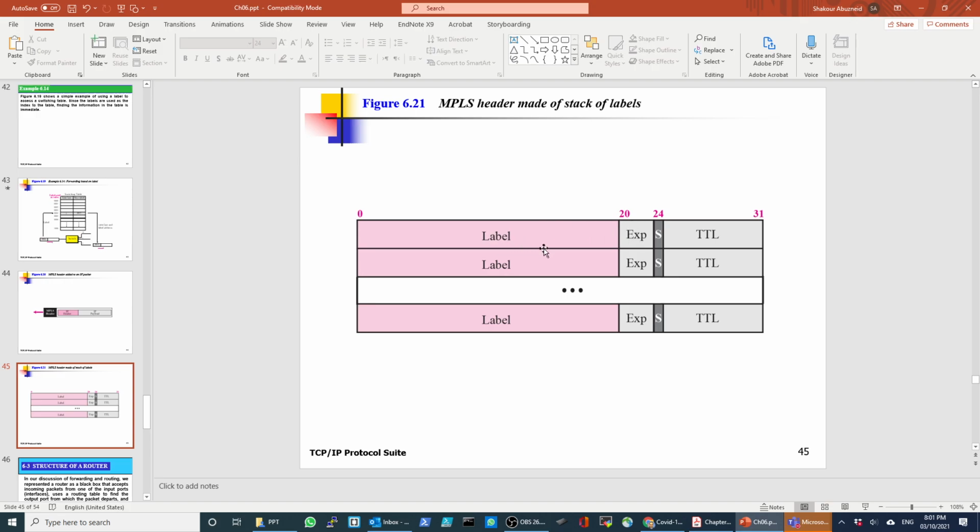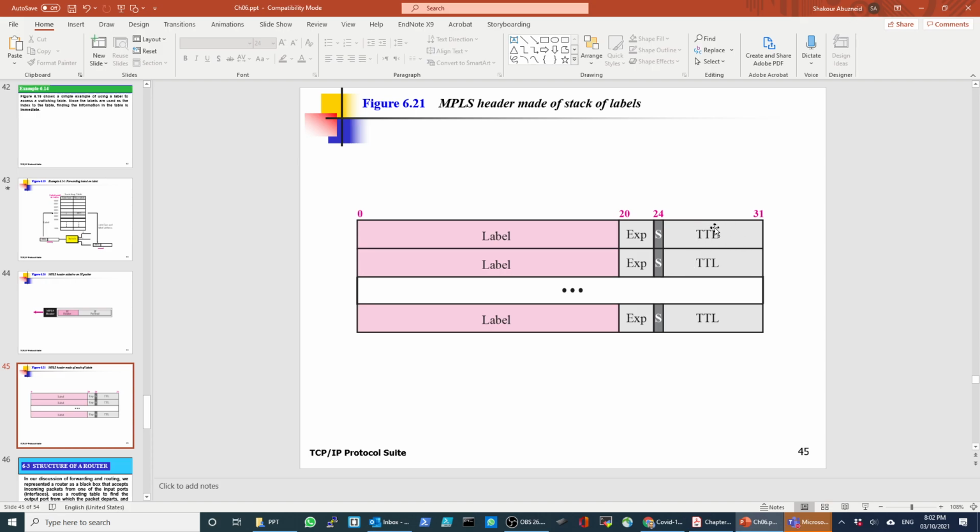All right, so we have the label, and then the S, which is only 1 bit and defines the situation of the header in the stack. When the value is 1, that means the header is the last one in the stack. So for the last one, S will be 1, and here it will be 0, 0, 0, 0, until you see 1, then you know it's the last one in the stack.